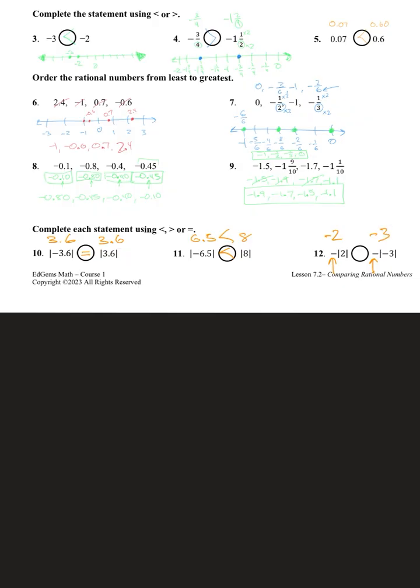So when you're comparing these two numbers together, negative 2 and negative 3, which one is farthest away from 0? That would be negative 3. So negative 2 is closer to 0. So negative 2 is greater than negative 3. So the opposite of the absolute value of 2 is greater than the opposite of the absolute value of negative 3.